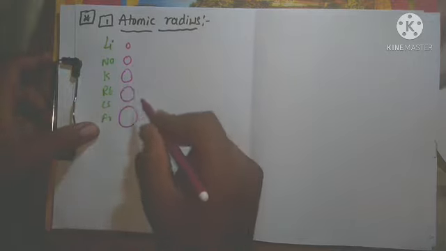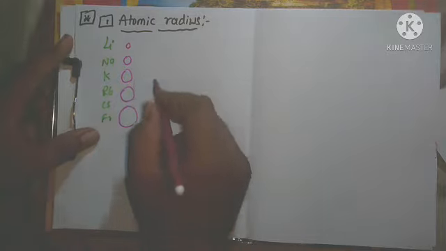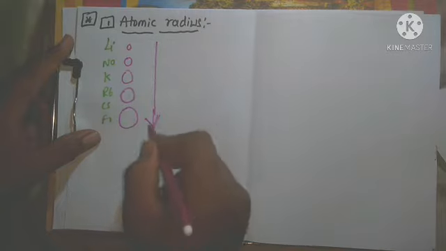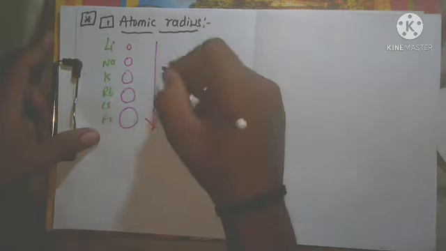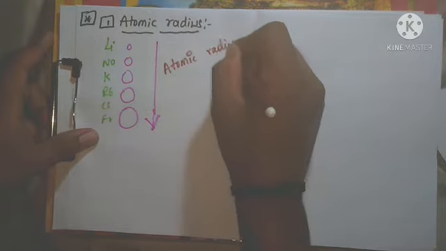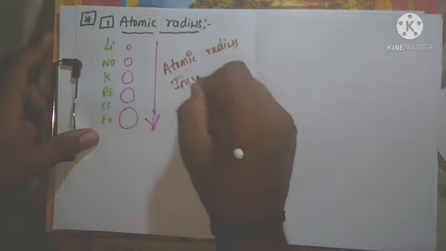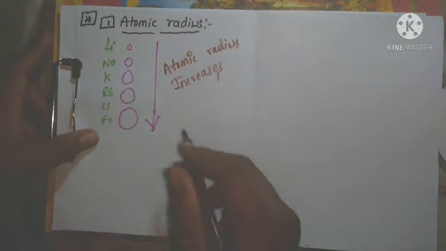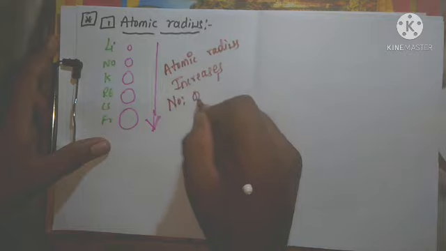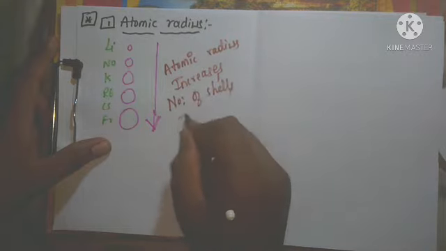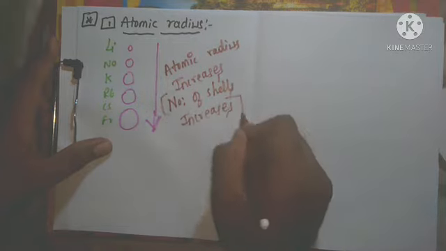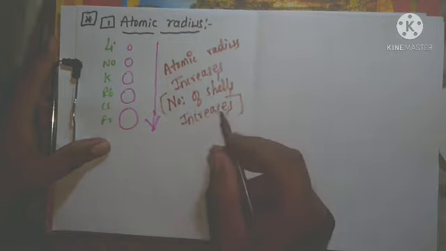From top to bottom, the atomic radius is increasing, right? That is what I am writing here. From top to bottom, this arrow indicates top to bottom, the atomic radius increases. Why does it increase? Because the number of shells from top to bottom increases. Therefore, the atomic radius increases.